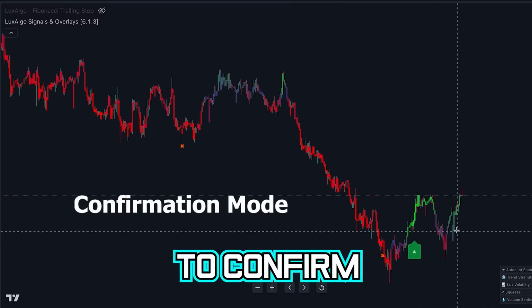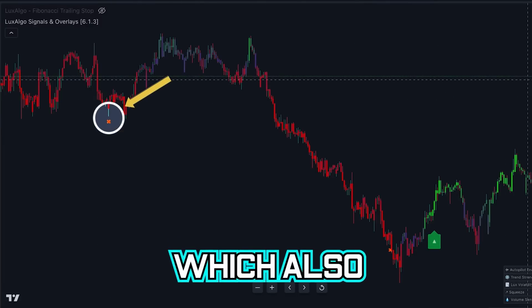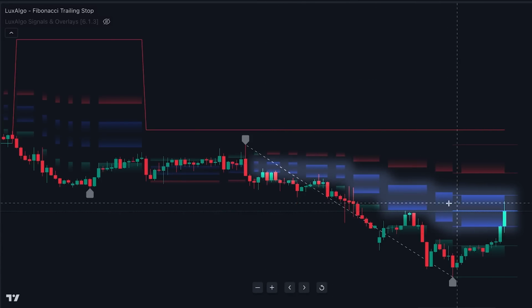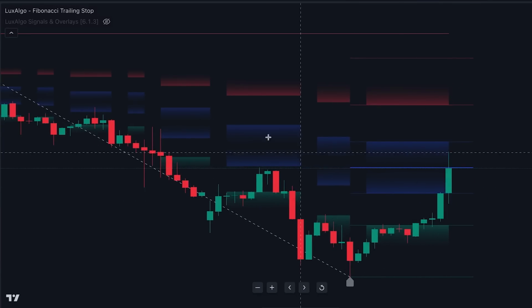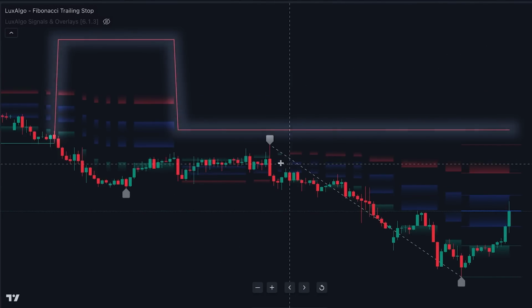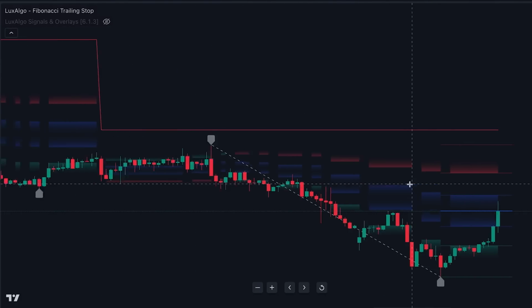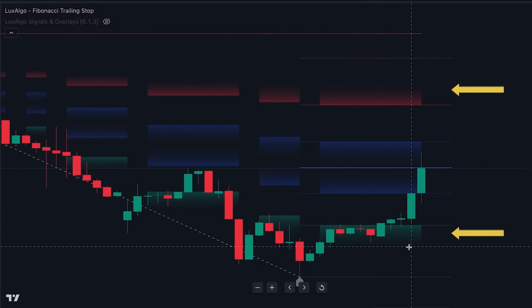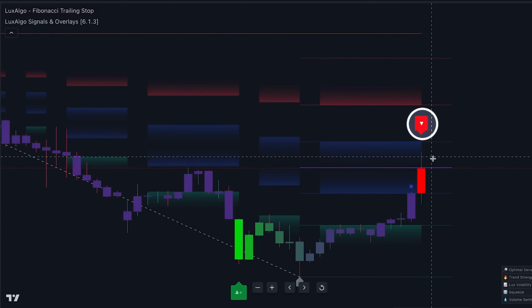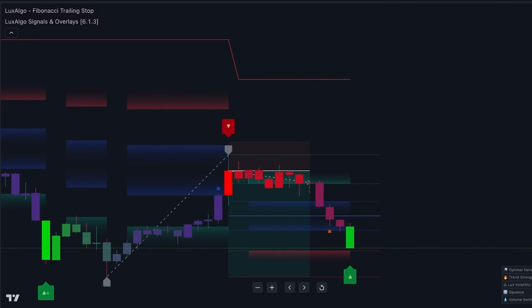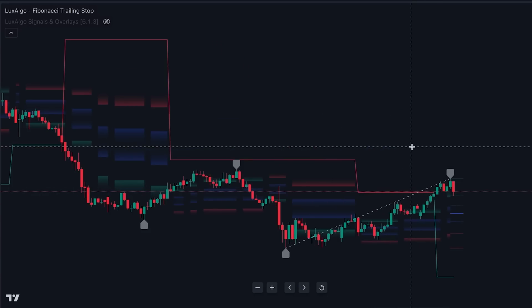We'll use these labels to confirm an entry, or these X markers, which also indicate an exit signal. We want these signals to occur within the blue zone of the Fibonacci trailing stop indicator. This way, the Fibonacci indicator will be used to plot our trend and Fibonacci zones. This line will ensure we are only taking trades in the overall trend direction, and entering at the Fibonacci zones will help prevent us from getting stopped out by buying highs and selling lows. The Signals and Overlays indicator will serve as confluence to trigger our entry in this zone, thereby increasing the probability of success.